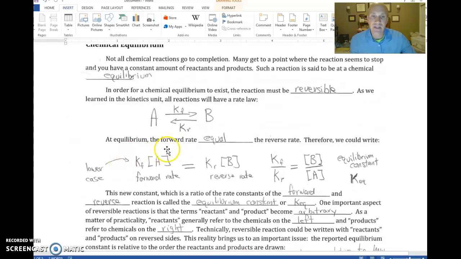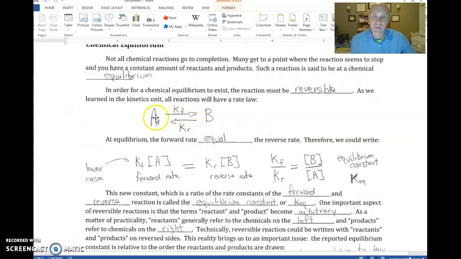What defines an equilibrium? An equilibrium is the state where you've got a reversible reaction where the forward rate equals the reverse rate. One thing to clear up: equilibrium is not the point where the reaction stops. You get to a situation where the concentrations of the reactants and the products stay the same, but that's not because no reaction is occurring. It happens because the forward rate equals the reverse rate, and if the forward rate equals the reverse rate, the concentrations are going to stay the same.